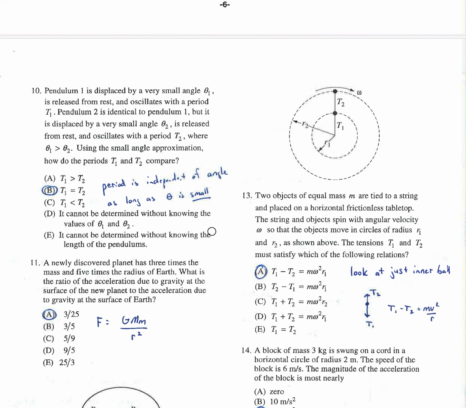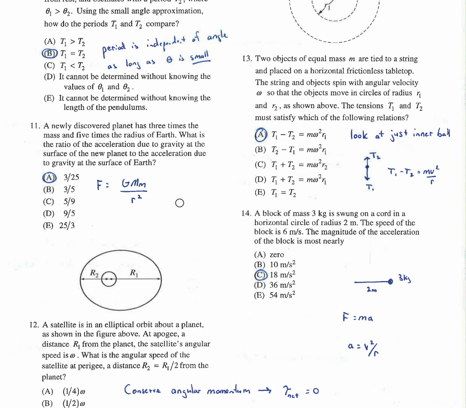This is the small angle approximation. Again, the period is independent of the angle as long as the angle is small. So oscillating pendulum 1 versus pendulum 2, they're going to have the exact same period despite having slightly different angles, as long as theta 1 and theta 2 are both small. The lengths of them is the same.